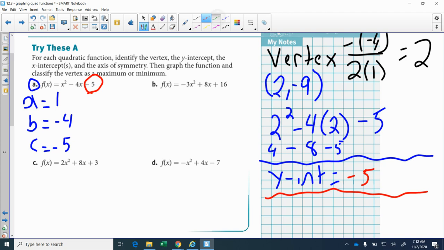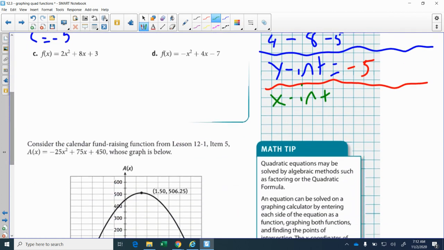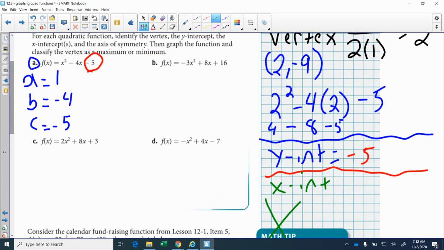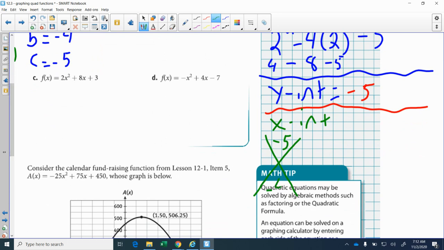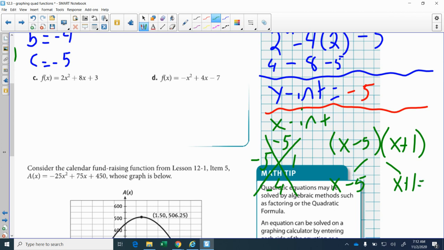The last one we have to find is our x-intercepts. This goes back to everything we've been talking about. This means we're just going to factor. So I'm going to draw my x. I would have -5 on top, -4 on bottom. This should be -5 and +1, so x minus 5, x plus 1. If you remember, we set them both equal to 0 and solve. This would be x equals 5 and -1.